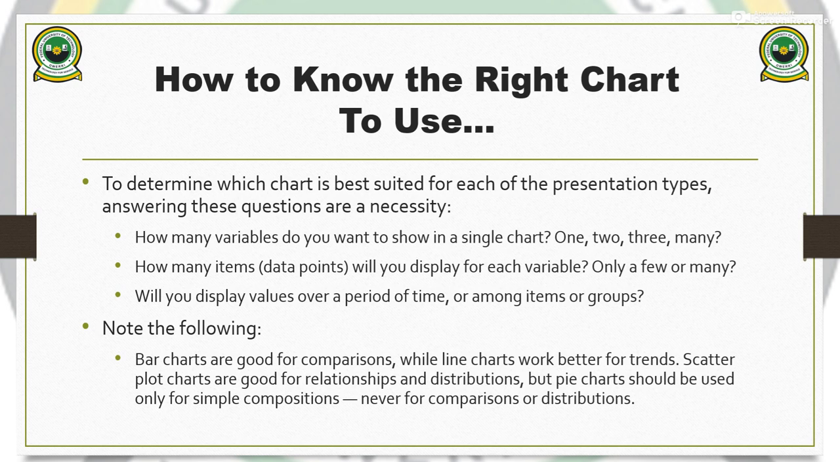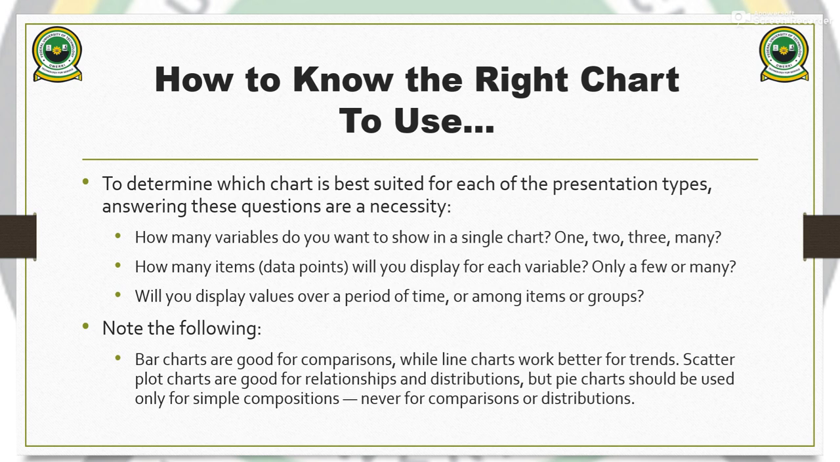Bar charts are good for comparison. That's when you are doing a comparison work. And then line charts work better with trends. If you want to plot a trend, what has happened in a business over a certain period of time. Okay, now scatter plots are best used for plotting relationships and distributions. But pie charts should be used only if we have simple compositions.